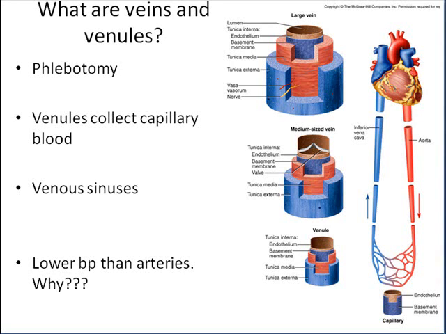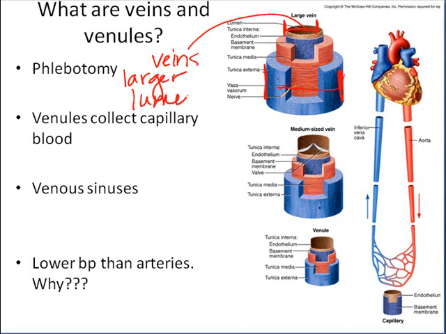One unique feature of veins that makes them very different from arteries is the size of the lumen. The lumen in veins, relative to their outside size, their outside diameter, is much larger. So veins on average have larger lumens than similarly sized arteries. And there's a reason for that I'll get to when I get talking about this question down here.